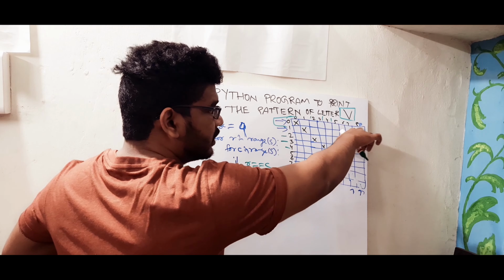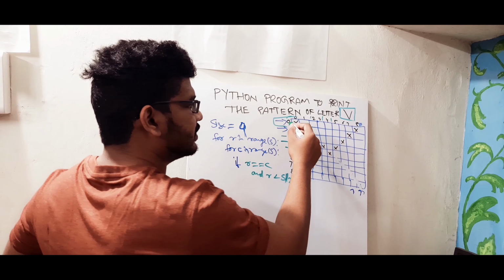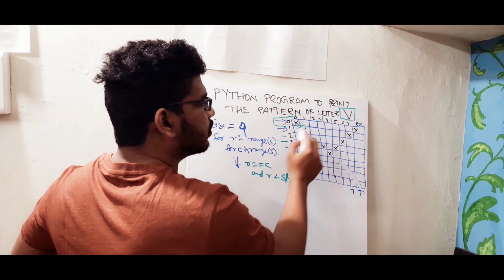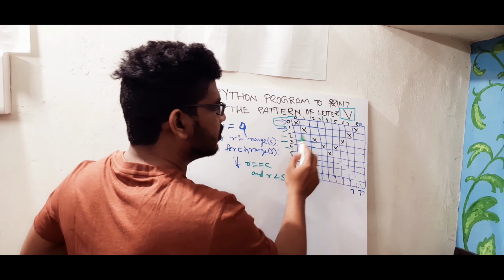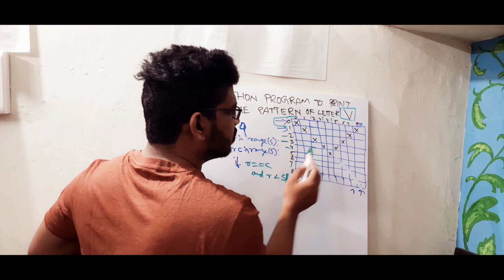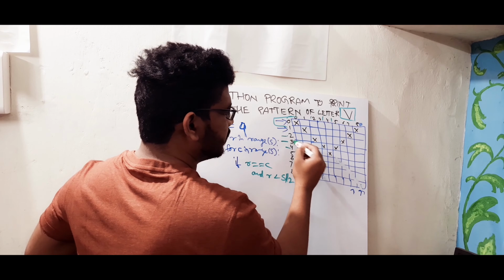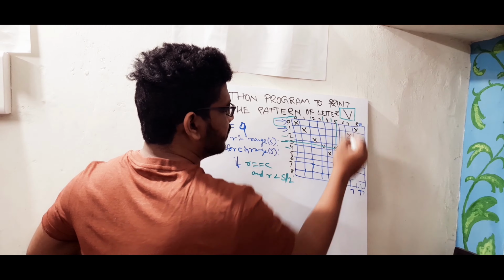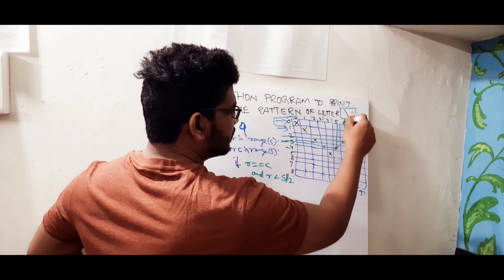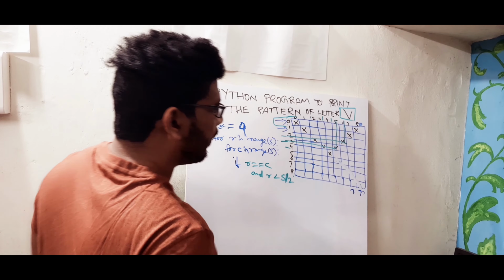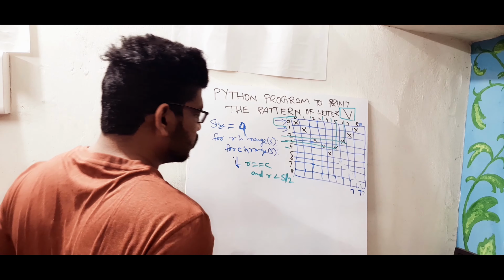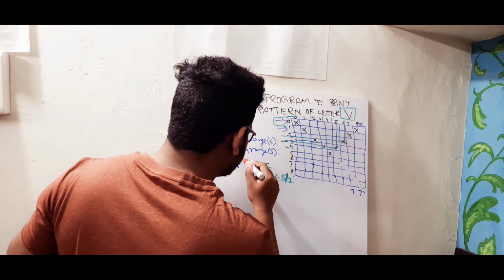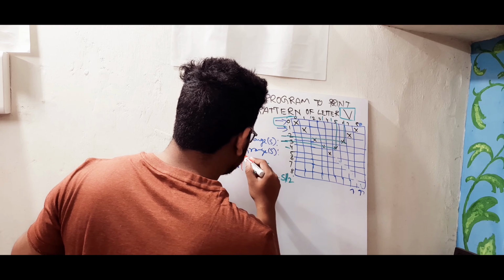And if you see the condition for this other slanting line, this is 0 plus 8, 8, 1 plus 7, 8, 2 plus 6, 8, 3 plus 5, that is 8. You can see this is 3 and this is 5. And that also I'm printing up till half. So that would be another condition.